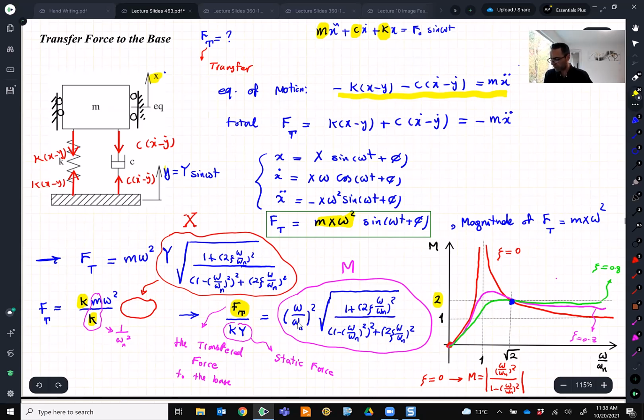And you can check it from this equation. So it means, unlike the previous scenario, where at the square root of 2 your magnification factor was m, here at the square root of 2 your magnification factor is 2. It means at the square root of 2, m is 2, twice the static force goes to the base. If you pass that point, you're going to get numbers less than 2. All right.